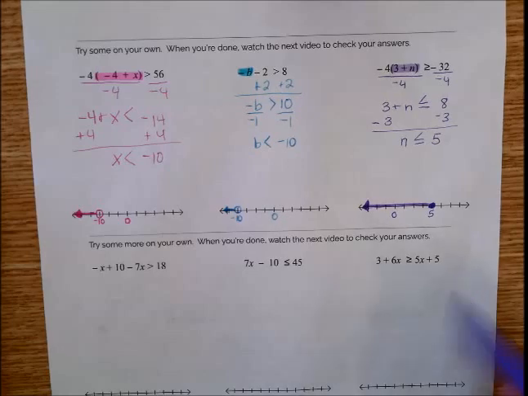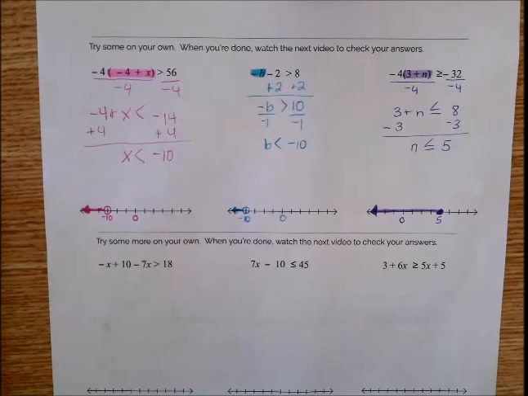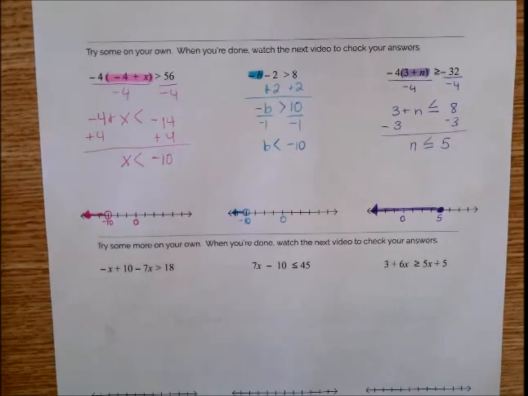Try these next 3 problems on your own. On some of them, you'll have to combine like terms. Just remember that you do it just like solving an equation, except if you multiply or divide by a negative, simply flip the direction of your sign.